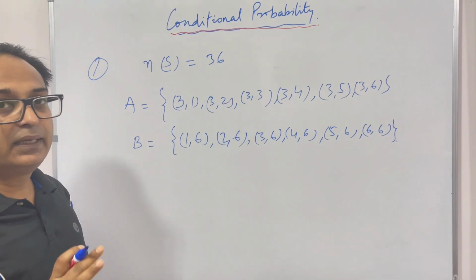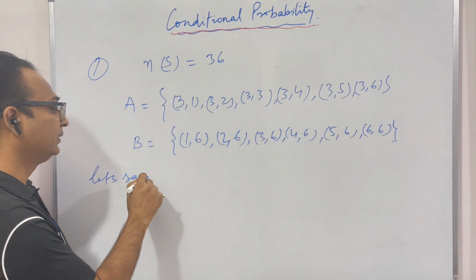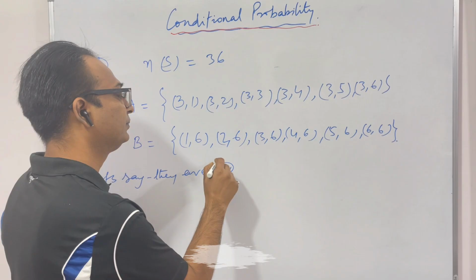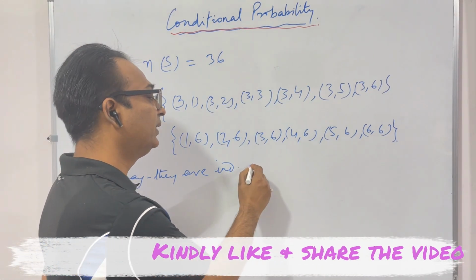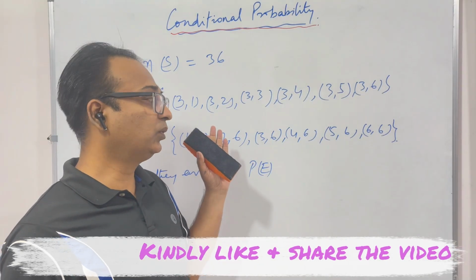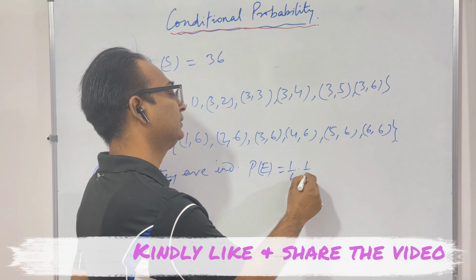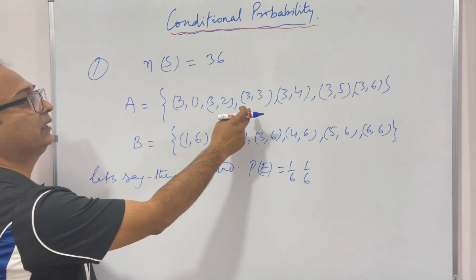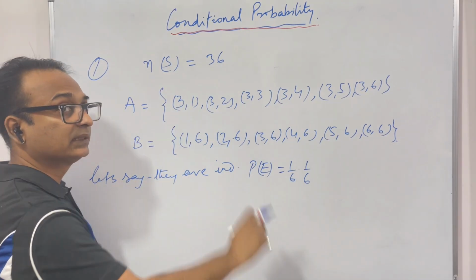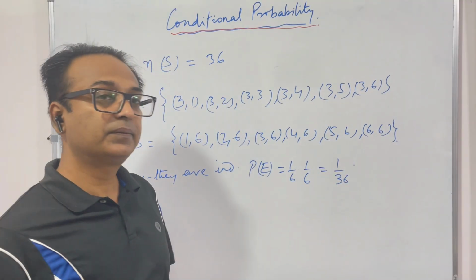let's say they are independent. Then what will be the probability of the event that we get 3 in the first throw and 6 in the second throw? This will be equal to 1 by 6 into 1 by 6, because P(A) is equal to n(A) by n(S). n(A) is 6, n(S) is 36. So this is 1 by 6, this is 1 by 6. So this will be 1 by 36.